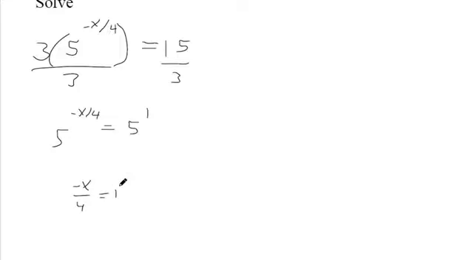And sorry, that's not common sense, right? This is like you got to know all the rules of algebra, so that's not common. But these have to equal each other. Negative x over 4 has to equal 1, so x has to be negative 4.